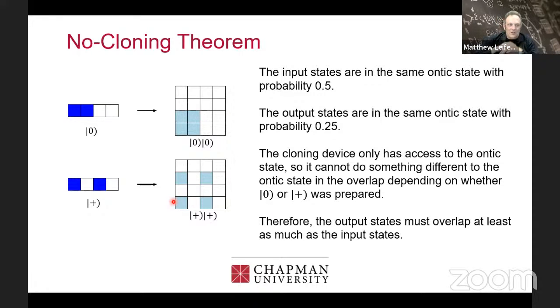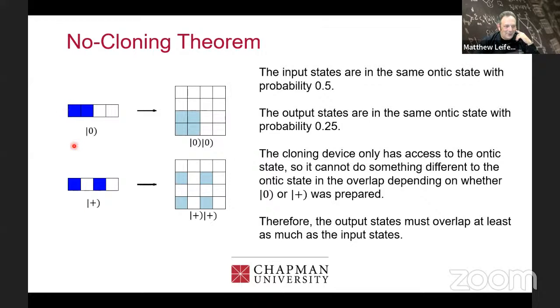Okay, so the cloning device, whatever it is, only has access to the ontic state, right? It doesn't see what probability distribution is prepared. It sees which of these squares the system is in. So it can't do something different if the system is in this ontic state. It can't do something different depending on whether 0 or plus was prepared.